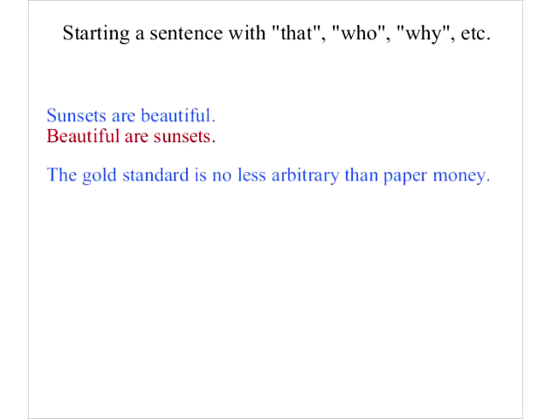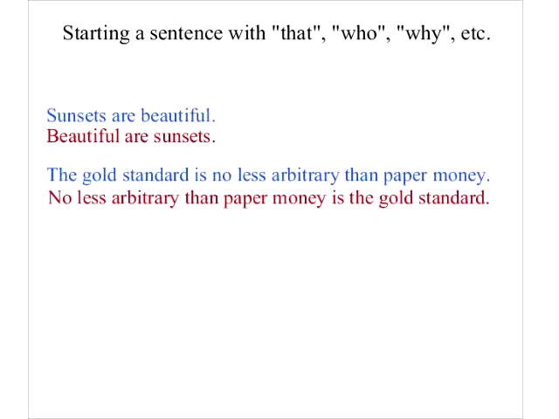So if we get a little more complex, like the gold standard is no less arbitrary than paper money, I can flip that around and say no less arbitrary than paper money is the gold standard. So again, if you see this in an answer choice, it's kind of designed to not be appealing, but there's nothing technically wrong with it. Use the verb as the dividing line, and just think, would this sentence be okay if I rearranged it and said the gold standard is no less arbitrary than paper money? If you're saying yes, then it is acceptable. There's nothing wrong with doing this.